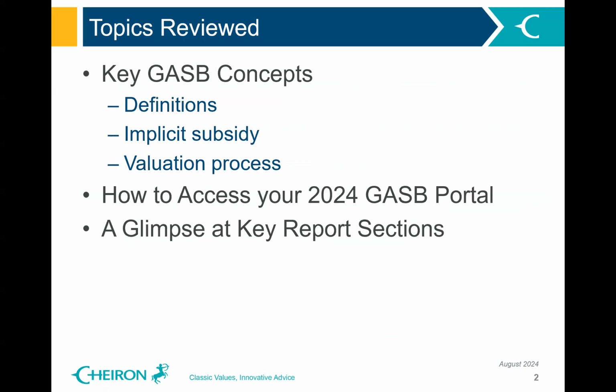What we'll cover in this recording: we're going to start with the beginning of key GASB concepts, definitions that you need to know, what an implicit subsidy is, and how it causes us to have a liability. We'll talk about some of the nuts and bolts of the valuation process, and then tell you how to get your reports and how to share them with your auditors. And finally, we'll provide a glimpse at some of the key report sections.